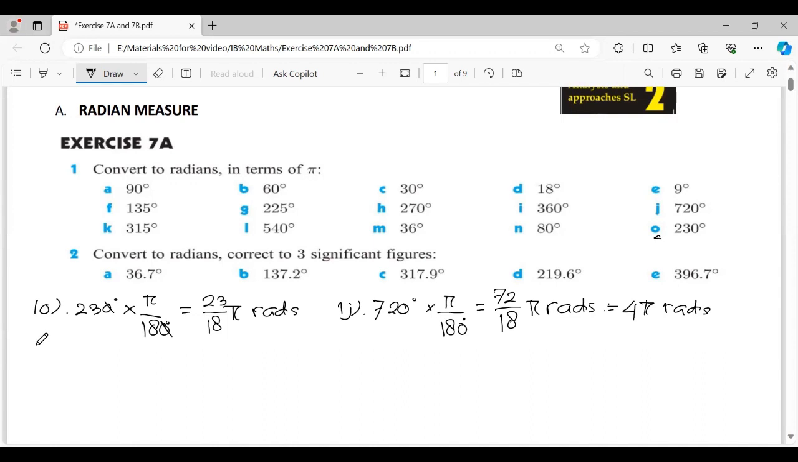What else? 1N. Okay, 80 degrees means times pi over 180 degrees, cancel zero, it becomes 8 over 18 pi radians. And after that, simplify, divide by 2. Okay, 4 over 9 pi radians.